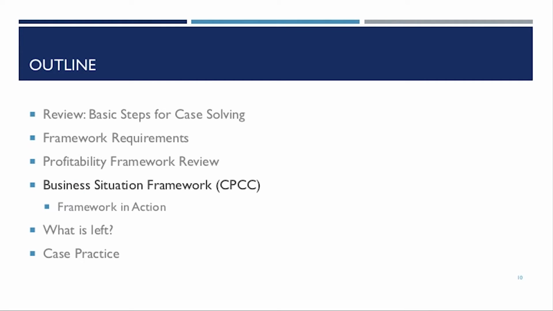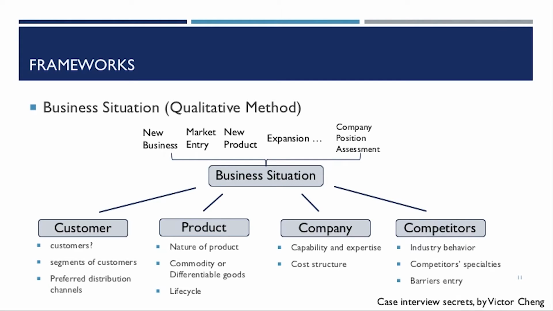So we give you the business situation framework in this lecture, which is CPCC for short. And this is a glance of how this framework should look like. It deals with a lot of business situations, like having a new business, or considering whether to enter a market or not, whether to have a new product or not, whether to expand the factory or not, or to do company position assessment situations like that.